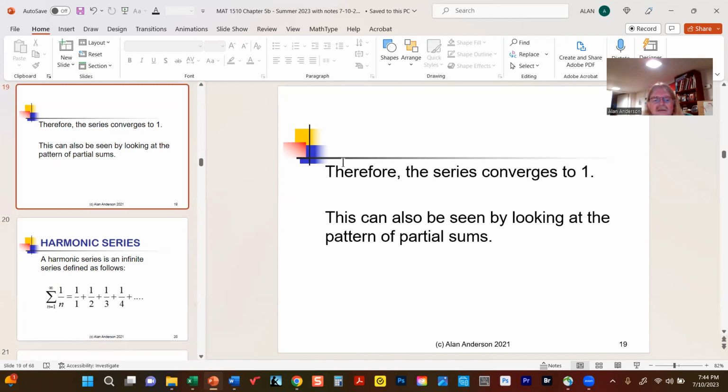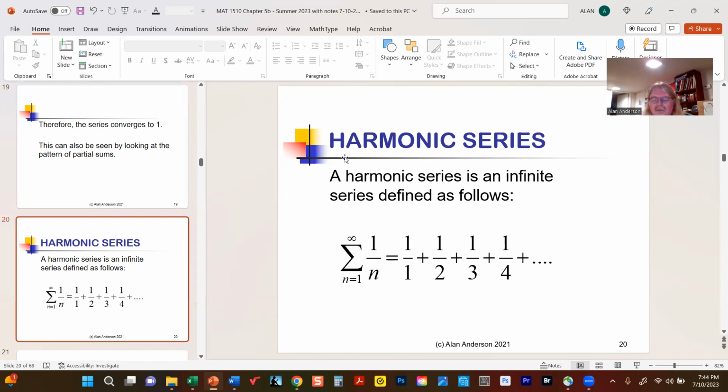All right, now here's a special type of series that sometimes comes in very handy. We have something called a harmonic series. And all it is is the sum of 1 over n, 1 over 1 plus 1/2 plus 1/3 plus 1/4. I think these are useful in different types of engineering.